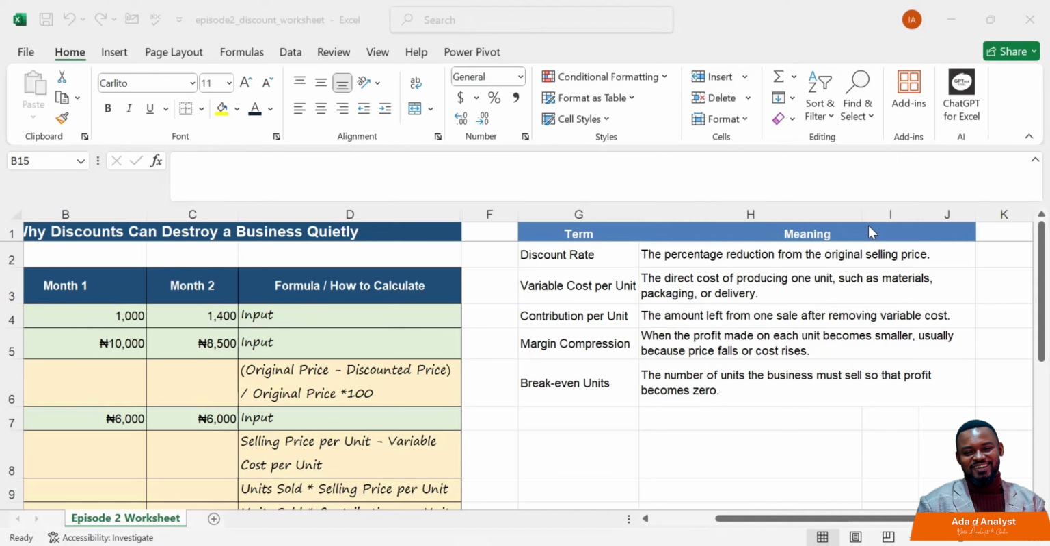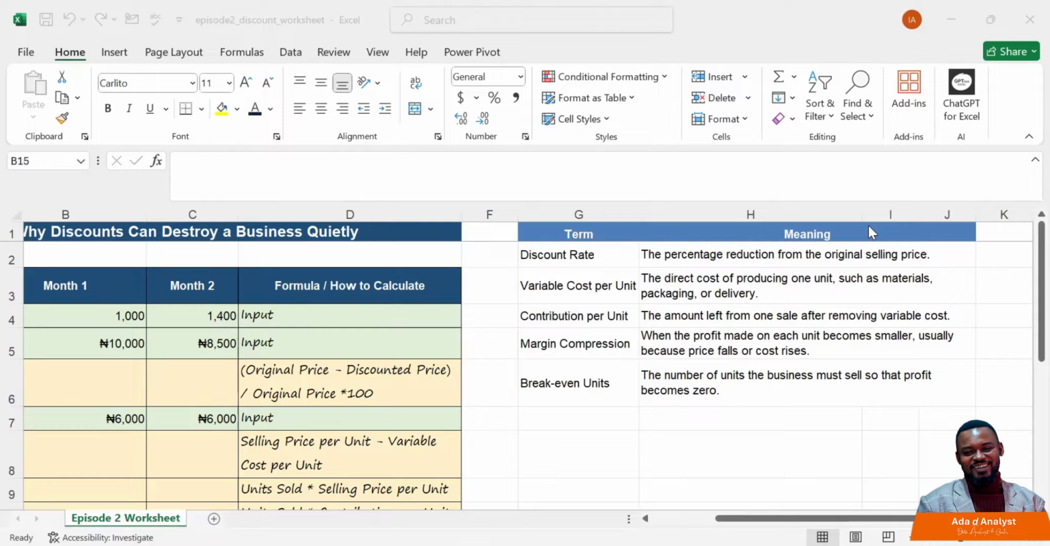What about margin compression? Margin compression is a decline in a company's profit margin occurring when the cost of producing goods or services rises faster than the selling price. This narrows the gap between revenue and expenses. Or simply put, it is when the profit made on each unit becomes smaller, usually because price falls or cost rises. So the next is break-even units.